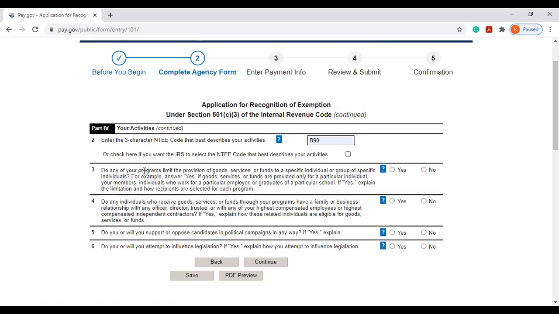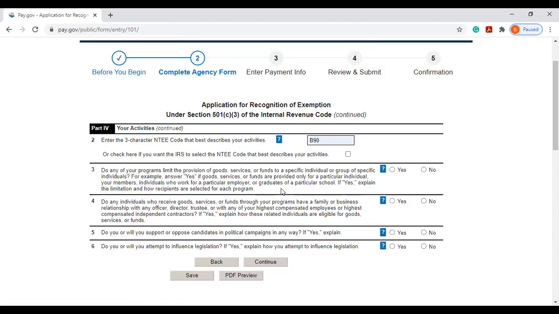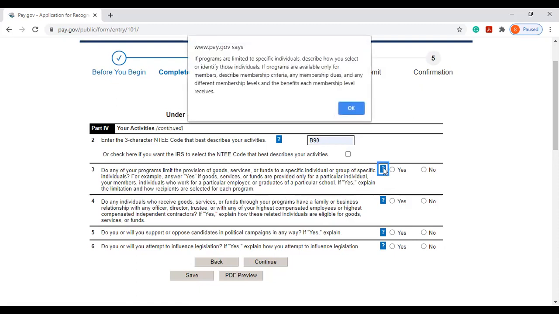Do any of your programs limit the provision of goods, services, or funds to a specific individual or group of specific individuals? For example, answer yes if goods, services, or funds are provided only for a particular individual, your members, individuals who work for a particular employer, or graduates of a particular school. If yes, explain the limitation and how recipients are selected for each program. So let's say I don't know what this means. Once again, click on the question mark. And I'll give you a few moments to read this.